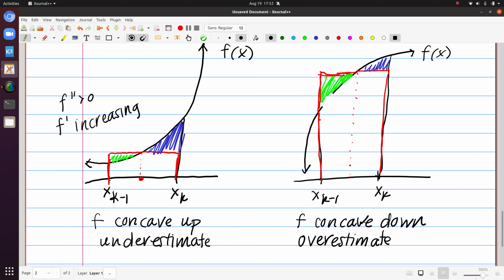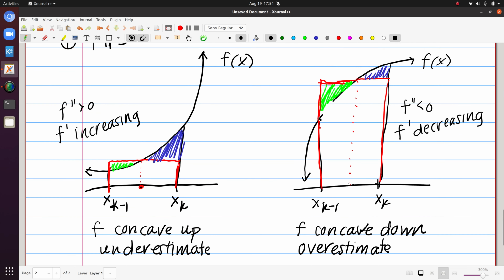Over in this picture, we know that the second derivative is negative, and consequently that means the first derivative is decreasing. So when I do a similar analysis and look at jumping from x_{k-1} to the halfway point, we're going to have a steeper rise in y values than we would in jumping from the halfway point to x_k and looking at the rise there.